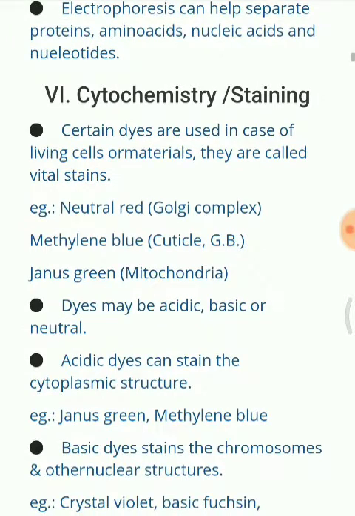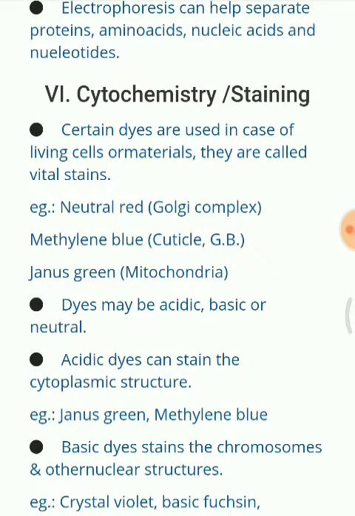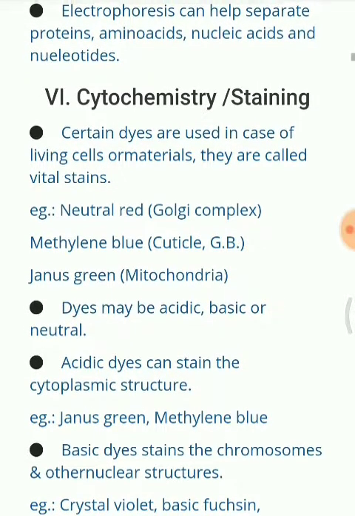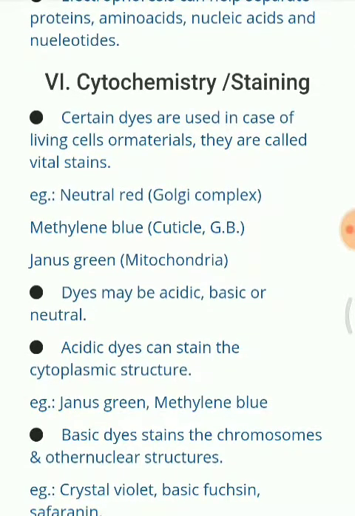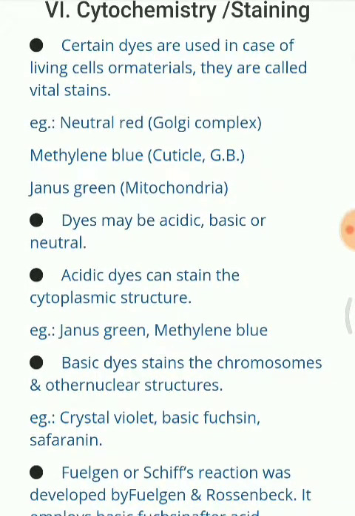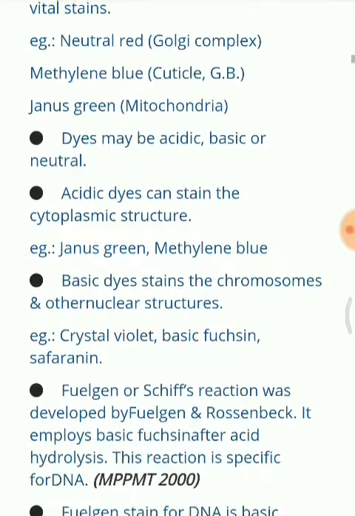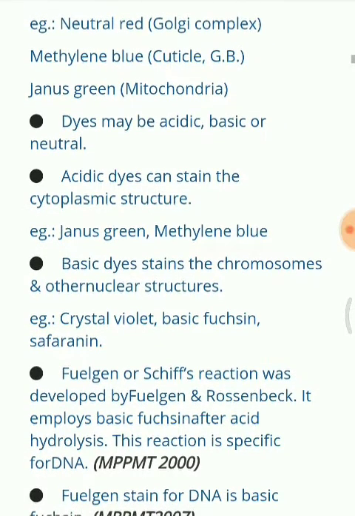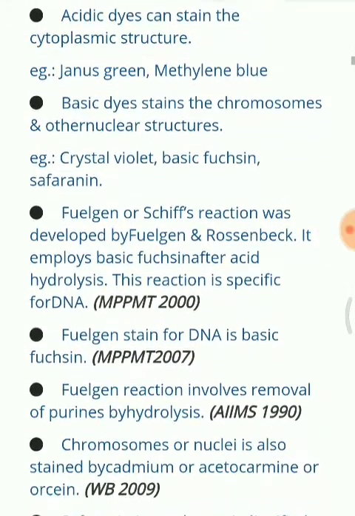Cytochemistry staining. Certain dyes are used on living cells or materials. They are called vital stains. Neutral red stains the Golgi complex, methylene blue, Janus green stains mitochondria. Dyes may be acidic, basic, or neutral. Acidic dyes stain cytoplasmic structures, such as Janus green and methylene blue. Basic dyes stain the chromosomes and other structures, such as crystal violet, basic fuchsin, and safranin.